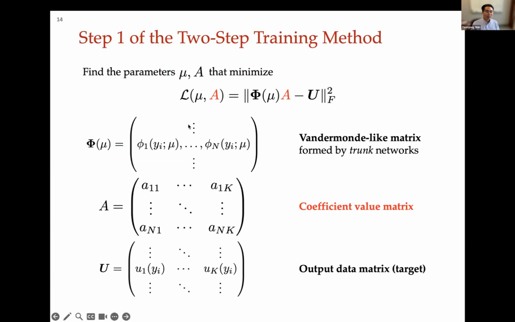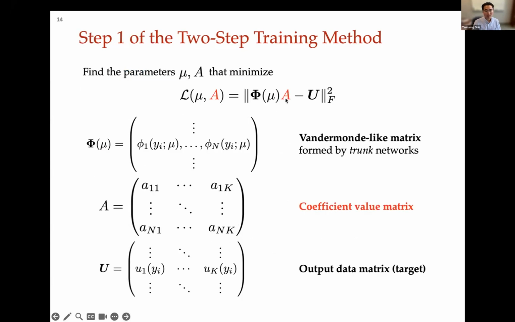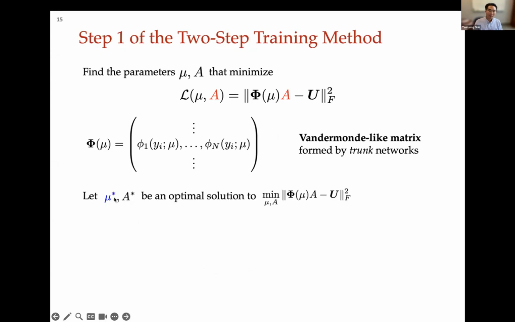So the first step is concerned with the following optimization. Compared with the previous goal, the T times C zeta, which is the branch network part, is replaced by just a simple matrix A, a constant coefficient matrix, and then we optimize over mu and A. That is the first part. Once this is done, we get mu star and A star that minimize this quantity. Then we need to decide the T as well.